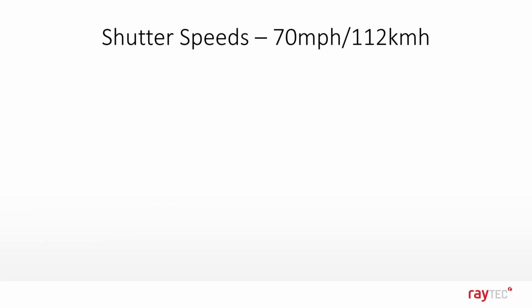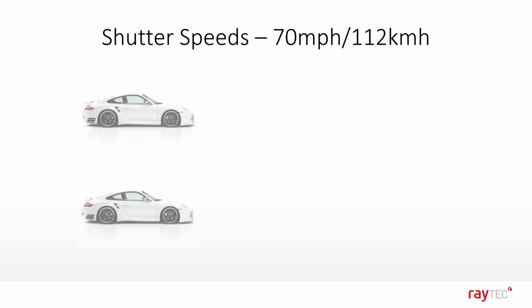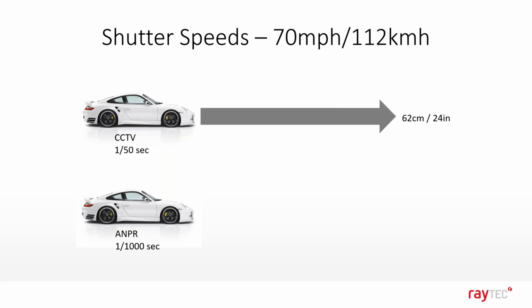So let's look at shutter speeds and how this affects the image and the lighting as well. Typically your CCTV cameras for general surveillance are probably going to be around about 1 in 50th of a second. So what does that mean when you're going 70 miles per hour or 112 kilometers? It means that the car has traveled 62 centimeters by the time the shutter has closed and then opened again. Depending on what angle you're using, that'll cause a significant amount of motion blur.